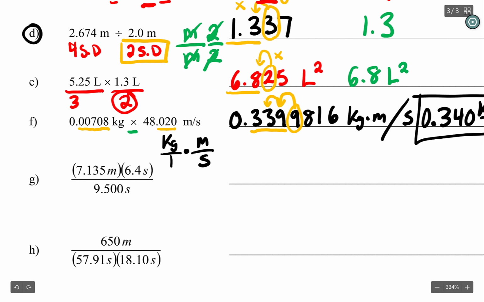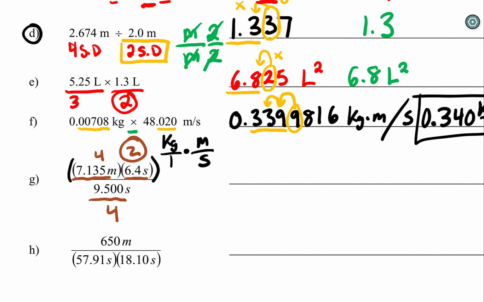For letter G, I'm going to double bracket the numerator to make sure my calculator knows that that has to be done as one step, and then divide by my denominator. Now, because this is multiplying and dividing, I have to follow those rules. So, this number here has 4 significant digits. This one has 2. This one has 4. I need the least number of significant digits.